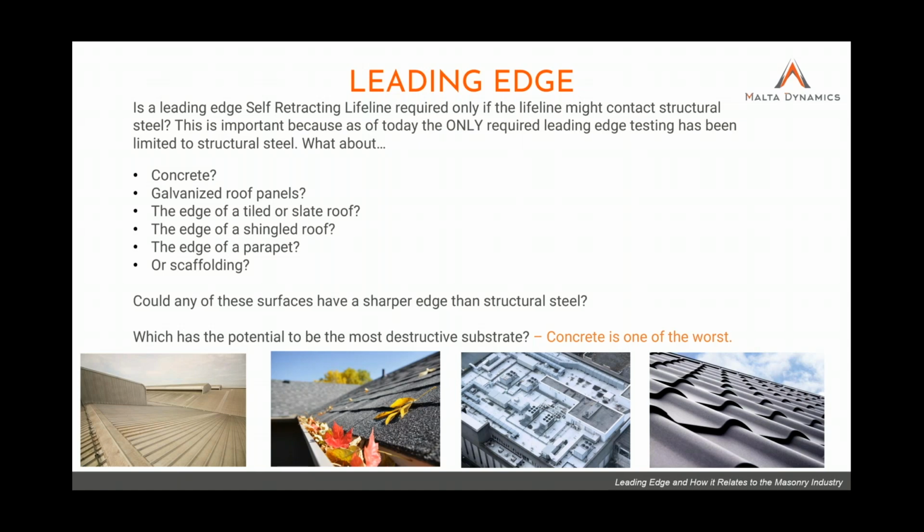But what about concrete, galvanized roof panels, tiled or slate roofs, shingled roofs, parapet, scaffolding, right? You can come into contact with those. They're not structural steel. So are those being tested on? That's a great question. Can any of these surfaces that I just mentioned be sharper than structural steel? Yes, they can. It depends on the scenario that you're dealing with, but we have found in our testing that concrete is the sharpest material over and over and over again. So you want to be cognizant of your situation.